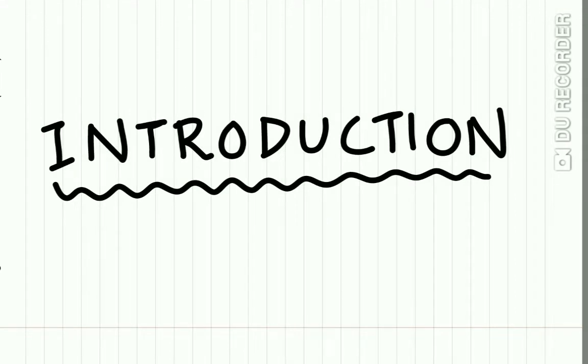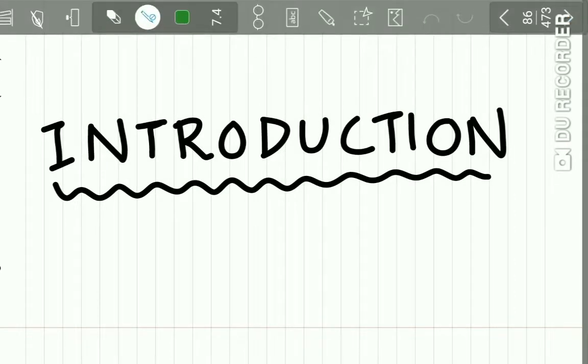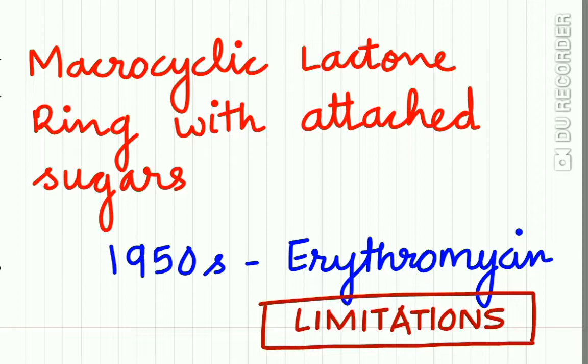So, the introduction to the macrolide antibiotics. Macrolide antibiotics are antibiotics with a macrocyclic lactone ring with attached sugars. These have been used since the 1950s. The first one introduced was erythromycin.